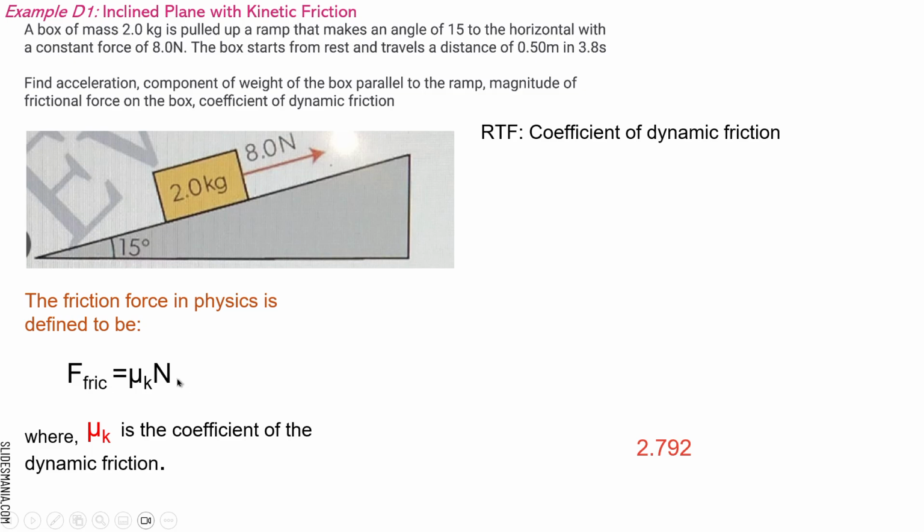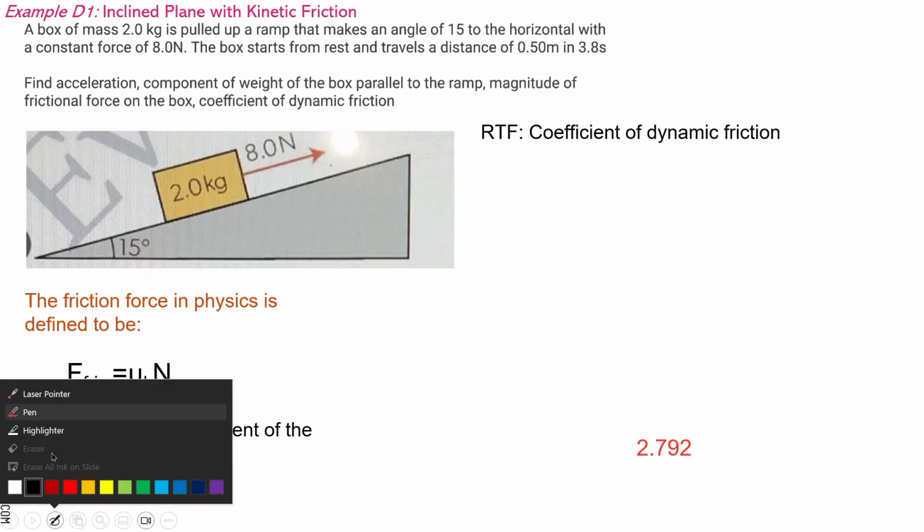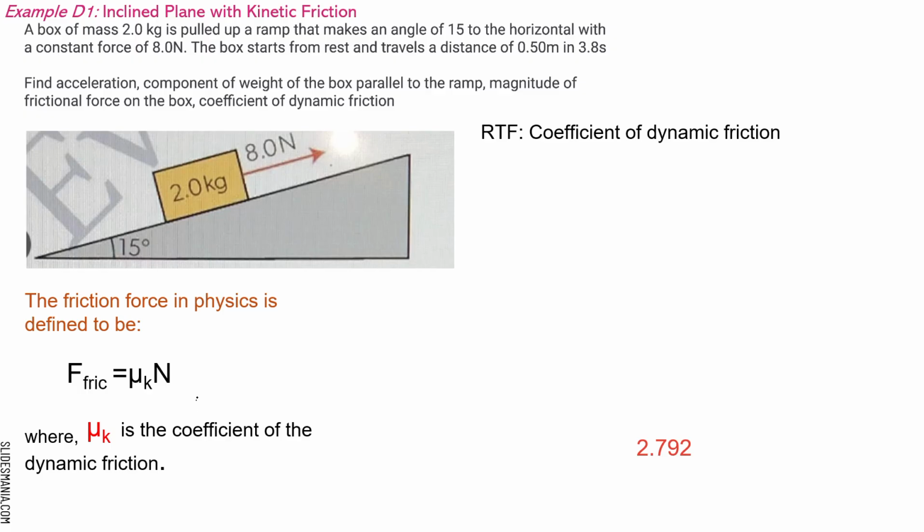So what does this mean? It means that the frictional force is particularly dependent on this variable, which we call mu k. It's pronounced mu k, where mu is a Greek letter. So mu k is the coefficient of dynamic friction.